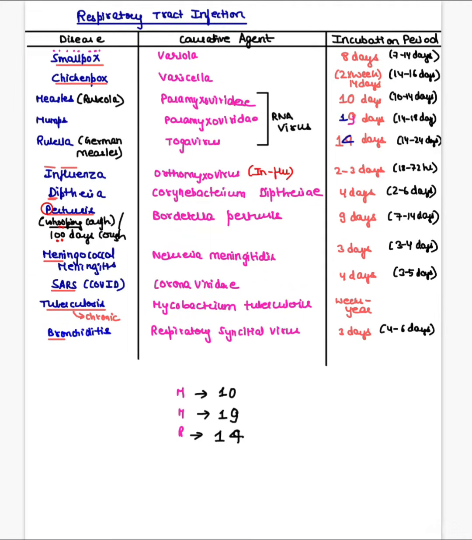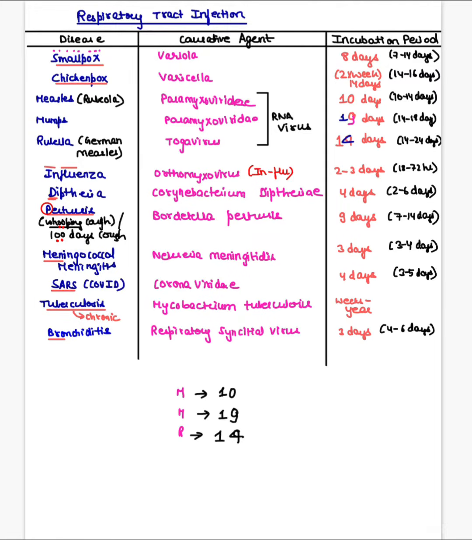Then coming to influenza. Influenza is caused by orthomyxovirus, which has a segmented genome, so it has 8 segments. If you talk about the influenza incubation period, remember in flu, 'in' is 2 letters, 'flu' is 3 letters, that is 2 to 3 days, that is 18 to 72 hours.